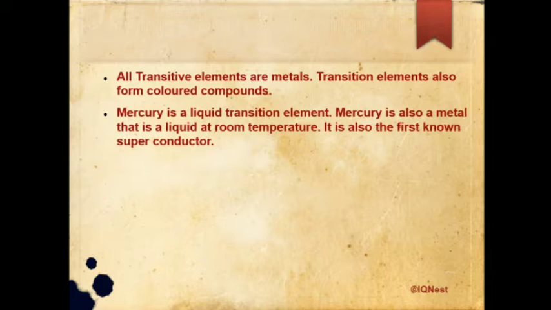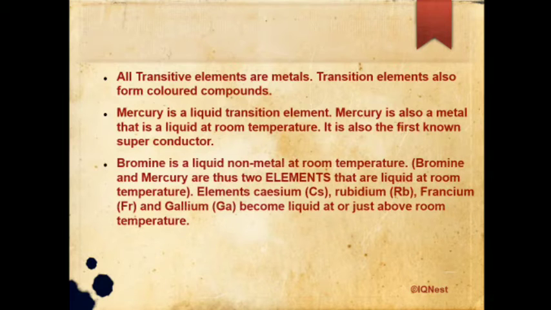Next point is mercury is a liquid transition element. Mercury is also a metal that is liquid at room temperature. It is also the first non-superconductor. Next is bromine is a liquid non-metal at room temperature. So bromine and mercury are thus two elements that are liquid at room temperature. Please remember this point that there are two elements which remain liquid at room temperature. The elements are bromine and mercury.